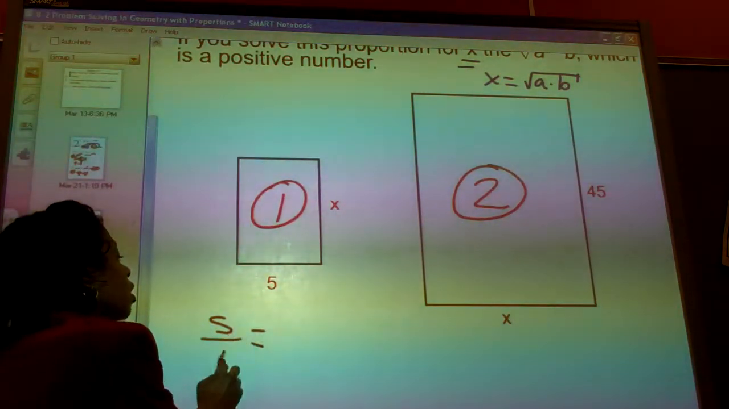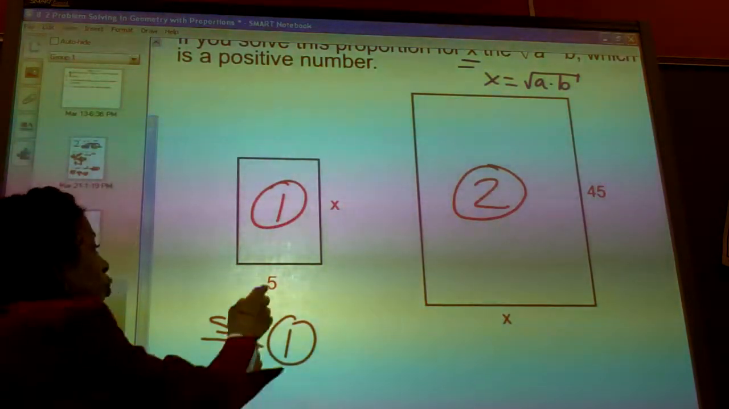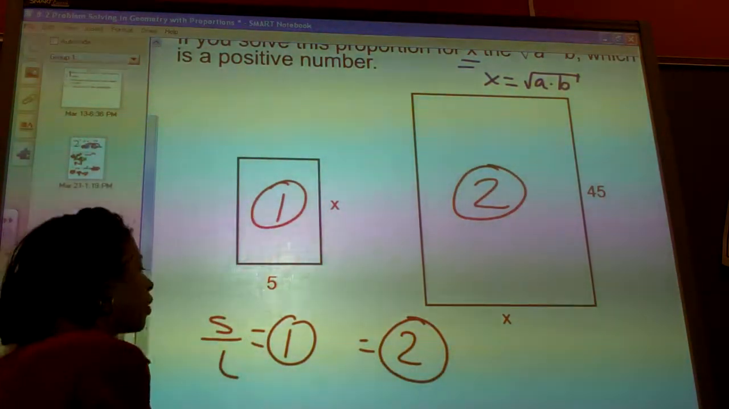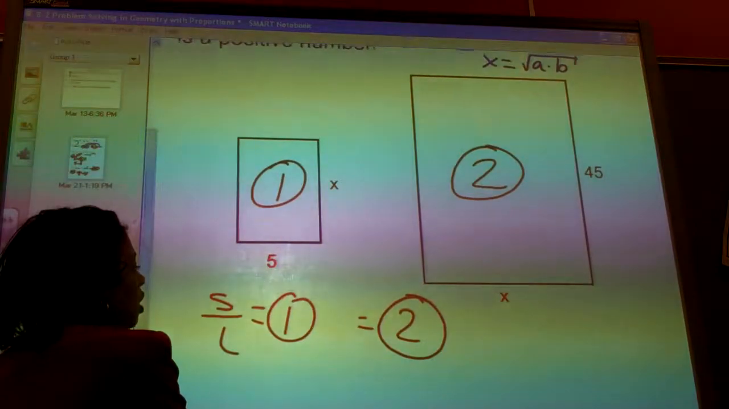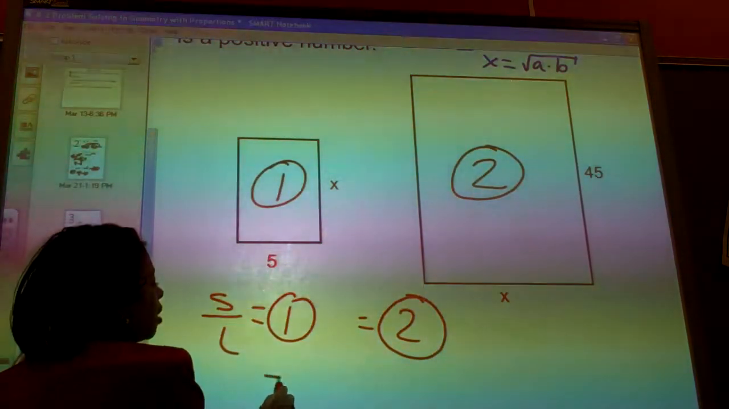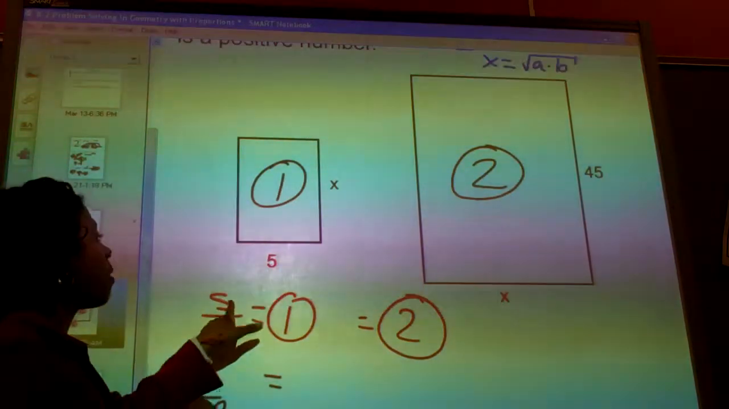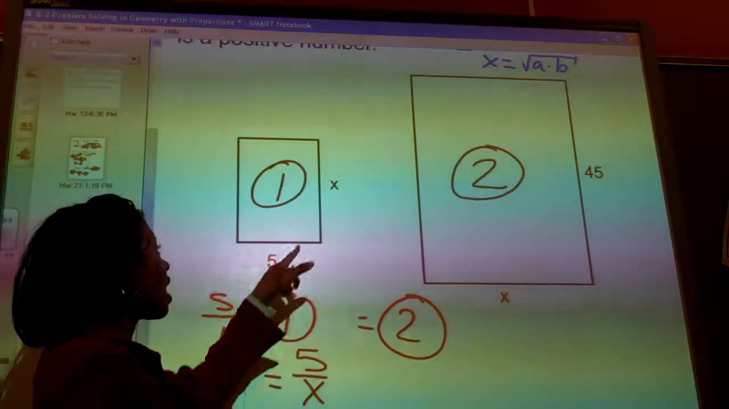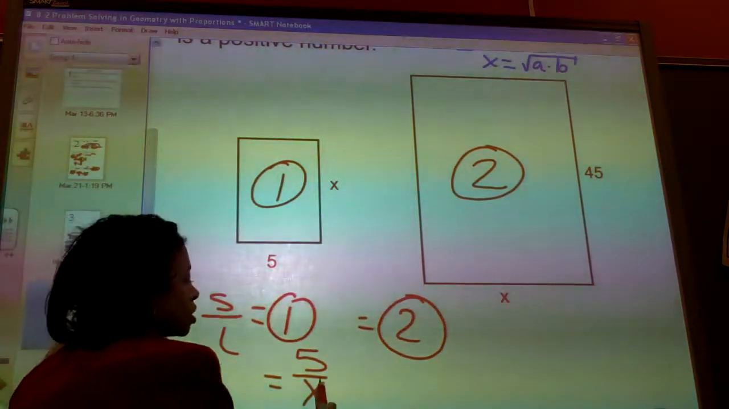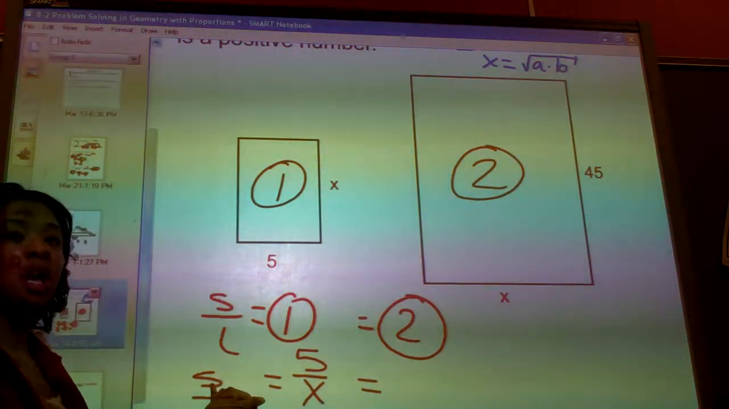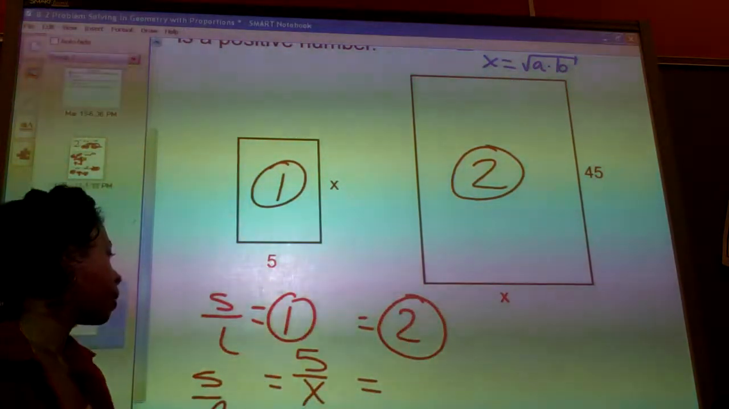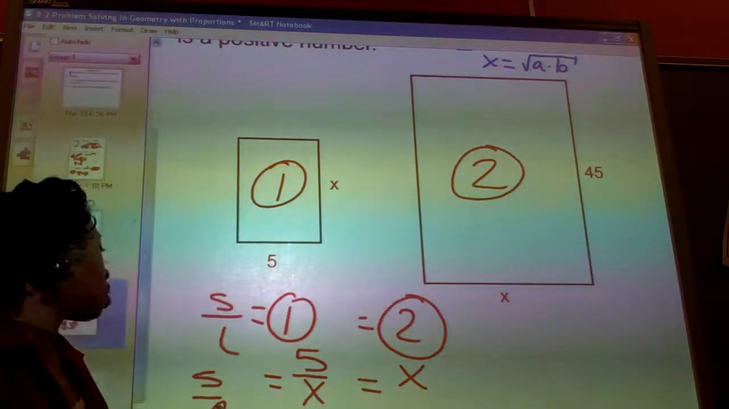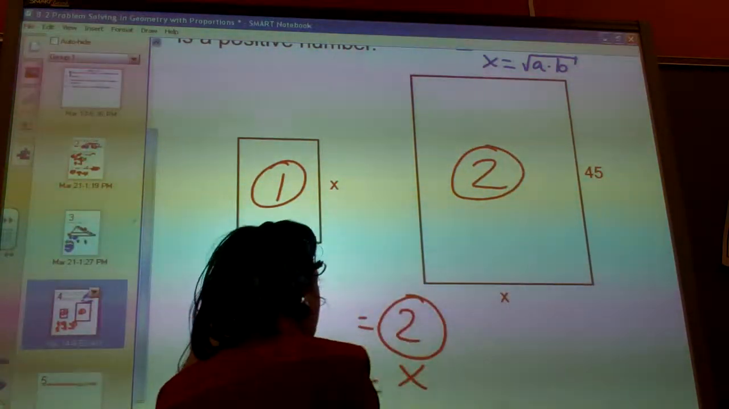So if that is small over large, I have to do small over large for the small diagram, and then small over large for the second diagram. What does that look like? We put the values in. Small over large: the short side is 5 over the long side, which is X. Same thing here, I have to do the short side again on the larger one. In this case the short side is X over the long side on the larger one, which is 45.